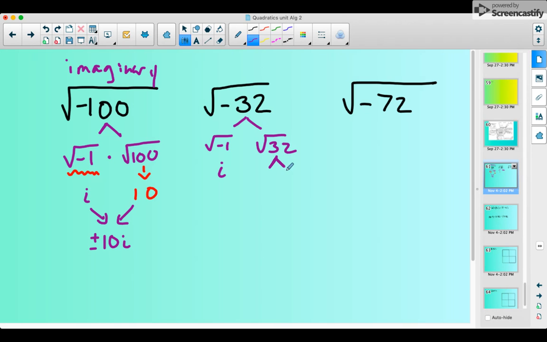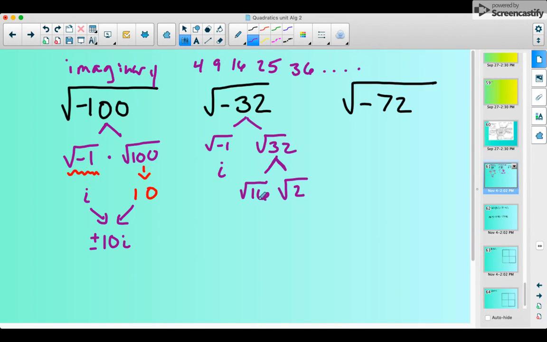Now, using an idea you learned back in Algebra 1, we're going to simplify this square root, which basically says you take this number and you see if it's divisible by any perfect squares. So numbers such as 4, 9, 16, 25, 36, so on and so forth. So, off of that list, 32 is divisible by 16. In fact, it's 16 times 2.